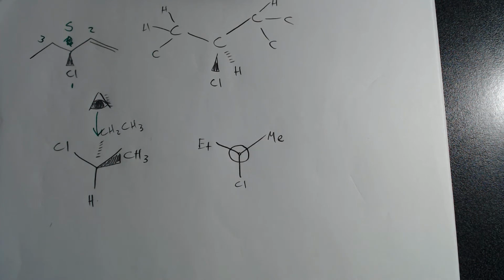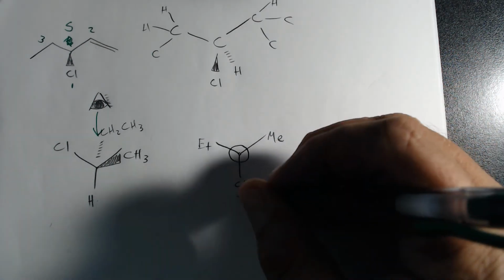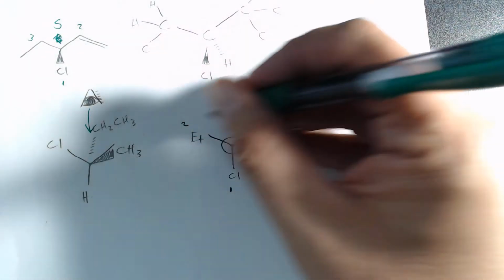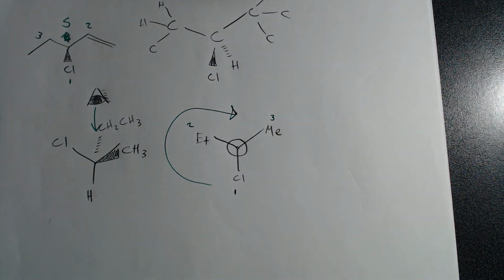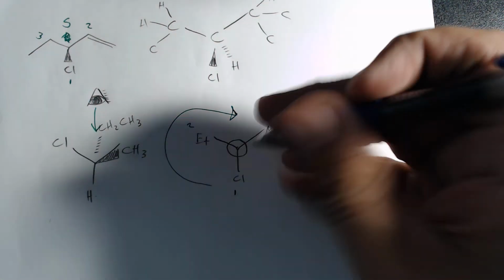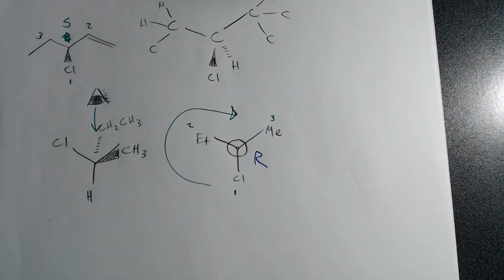All right, now we can go ahead and assign priorities. I think now it's very obvious. It's 1, 2, 3. So then it goes like that. That is an R designation. Yep. Let's use blue. Mix it up a little. R designation. Okay.